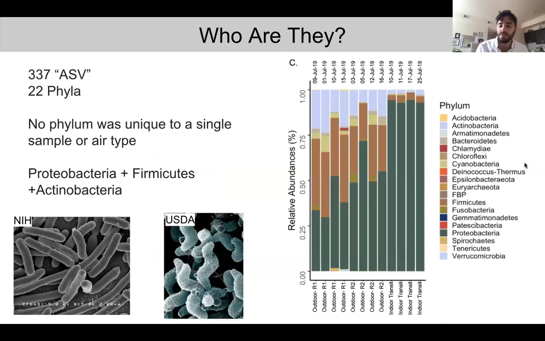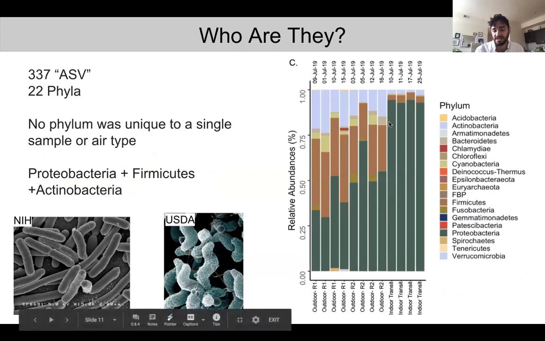So let's talk about who we found. We found 337 amplicon sequence variants across 22 different phyla. No phylum was unique to a single sample or air type, suggesting that all the microbial communities are panmictic, or constantly mixing. And we found that it was largely dominated by Proteobacteria, Firmicutes, and Actinobacteria.